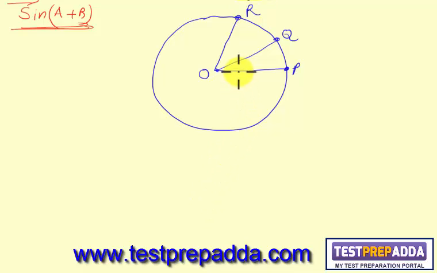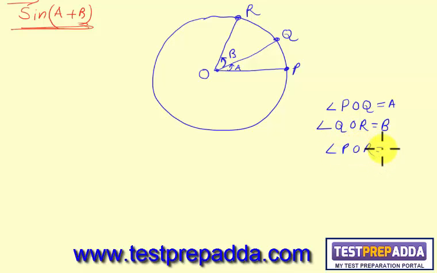Now this angle is A. That means angle POQ is A, and let angle QOR be B. So what will be angle POR? It will be our compound angle A plus B. Got it?